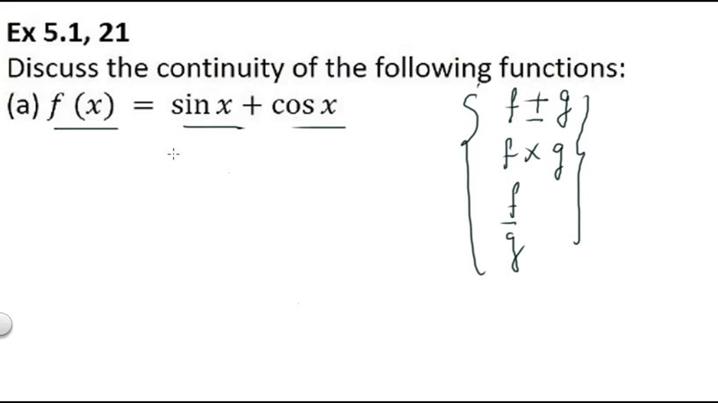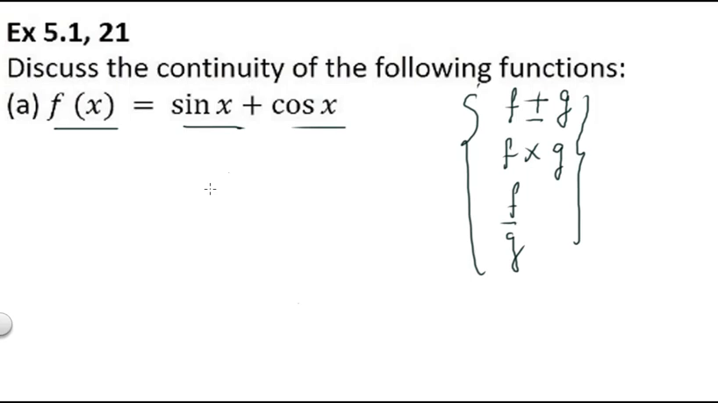Sin x is a continuous function because in the graph of sine we find values at each and every value of the angle. We don't have any value of angle x where the sine function is not defined, right? So sine being a continuous function, cos x is also a continuous function. At each and every angle we have a definite value for cos x. So the summation of two continuous functions is continuous.